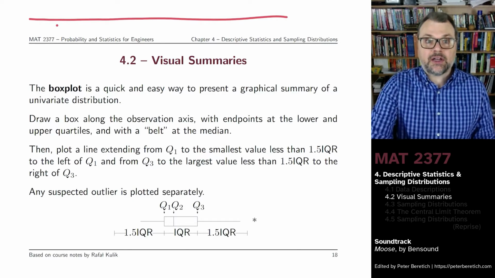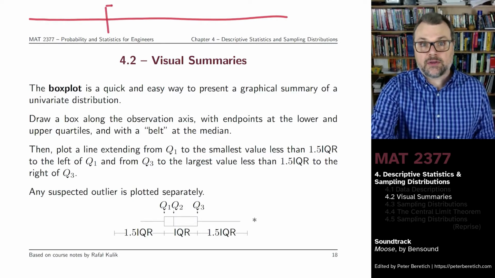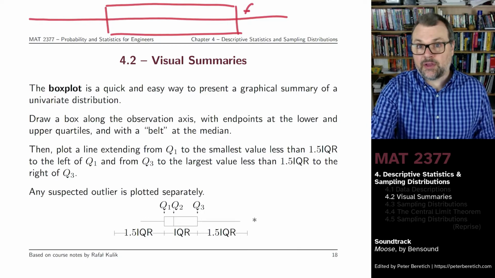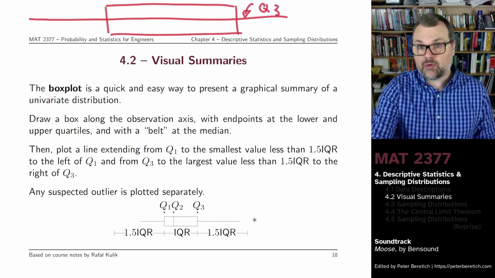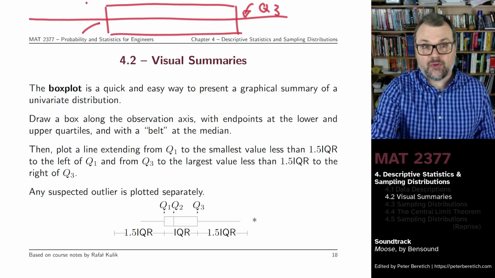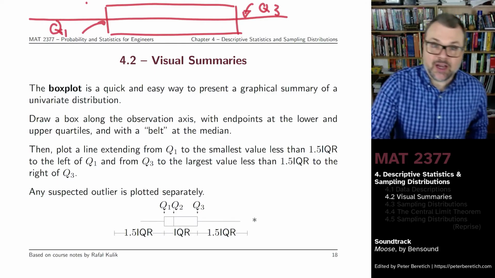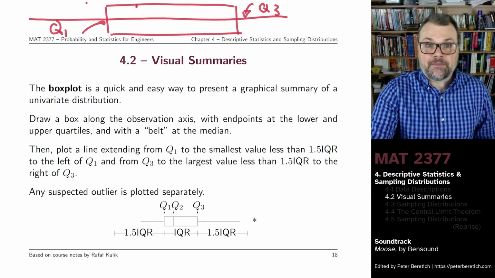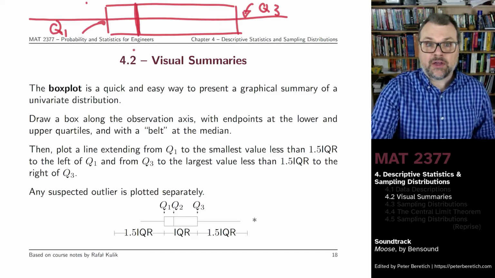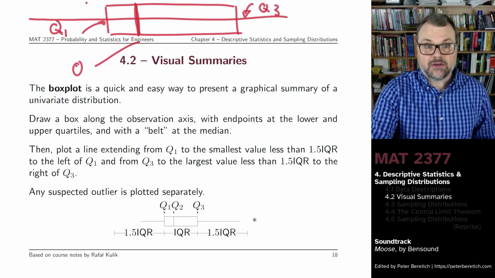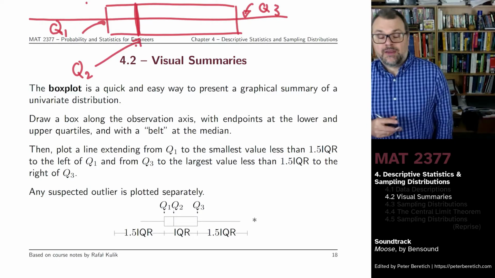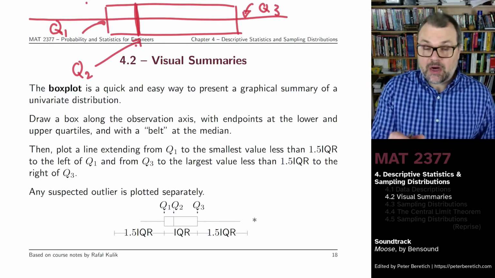And your box is going to have two endpoints. The value for the upper endpoint will be the third quartile. The value for the lower endpoint will be the first quartile, and you're going to provide a belt, if you want, at the median. Now that's the box part of the box plot.